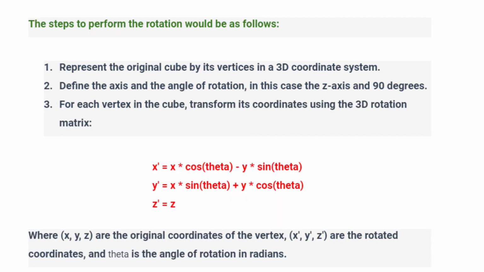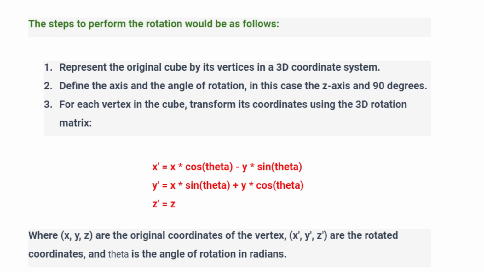The steps to perform the rotation would be as follows. Represent the original cube by its vertices in a 3D coordinate system. Define the axis and the angle of rotation, in this case the z-axis and 90 degrees. For each vertex in the cube, transform its coordinates using the 3D rotation matrix.